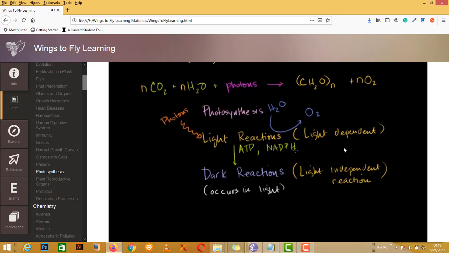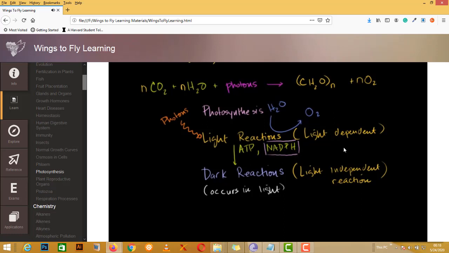This molecule right here is able to give away, and let's think about what this means, it's able to give away this hydrogen and the electron associated with this hydrogen. So if you give away an electron to someone else, or someone else gains an electron, that something else is being reduced, right?